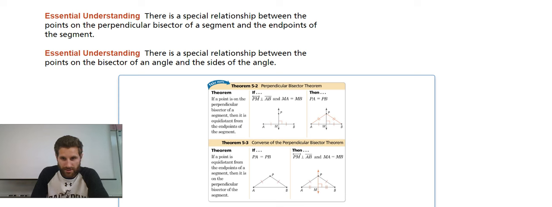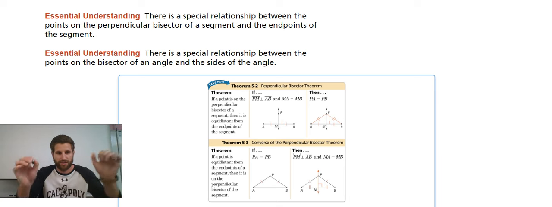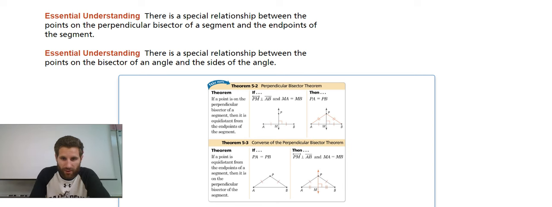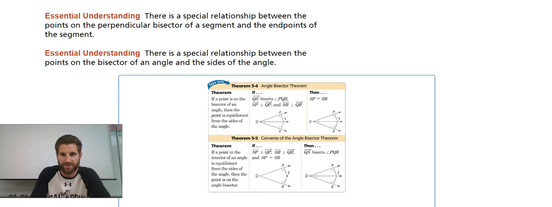But as you can see, we're talking about the perpendicular bisector theorem. If a point is on the perpendicular bisector, so we got P right here, then it's equidistant from the endpoints. So I can mark from P to A and P to B. They're going to be the same distance anywhere if it's on a perpendicular bisector. And then we have what's called the converse. We just are going to take it and flip it. So if P is equidistant from A to B, then we know that the perpendicular bisector goes through that point. Okay, so two pieces of information right there.